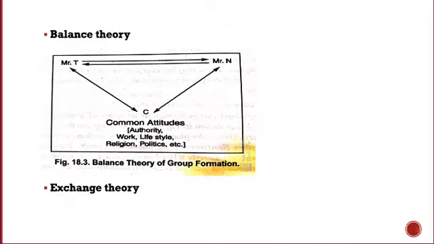The third theory is the balance theory. According to the balance theory, when two people interact, if they have certain common attitudes or common opinions towards anything, maybe work, authority, lifestyle, religion, politics, the chances of forming a group are higher, right?